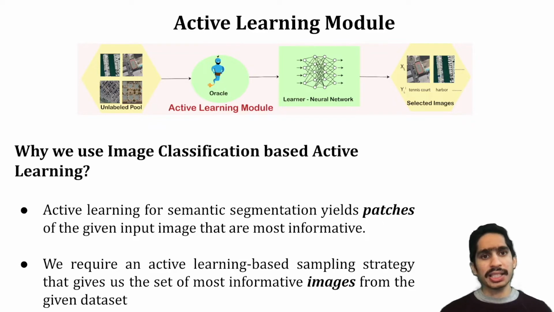Active learning for semantic segmentation yields patches of a given input image that are most informative. However, in this work, we require an active learning based strategy that gives us a set of most informative images and not patches from the given dataset. Thus, we use active learning for image classification. Also, it is cheaper to obtain image level labels than dense pixel level annotations.